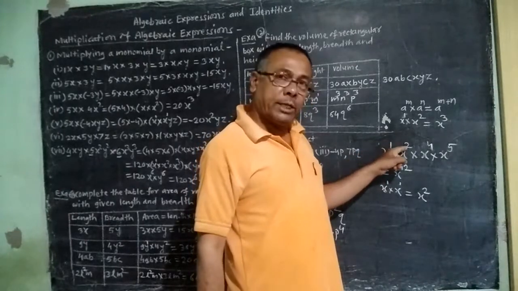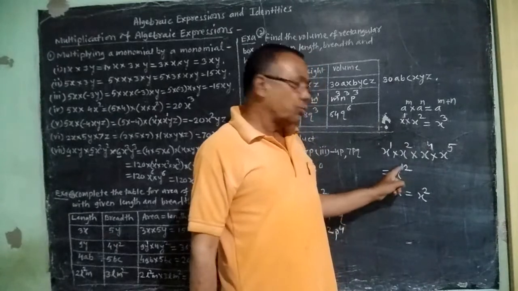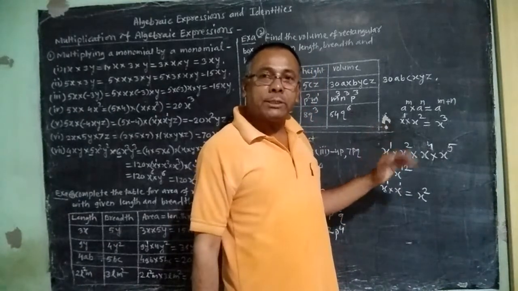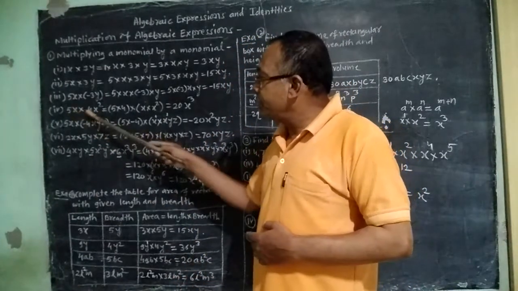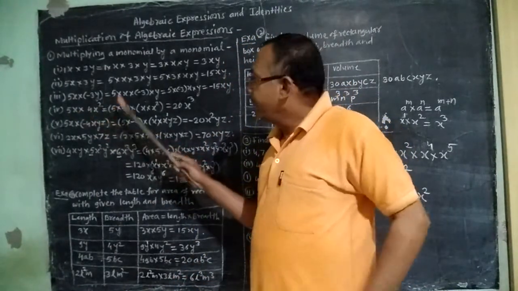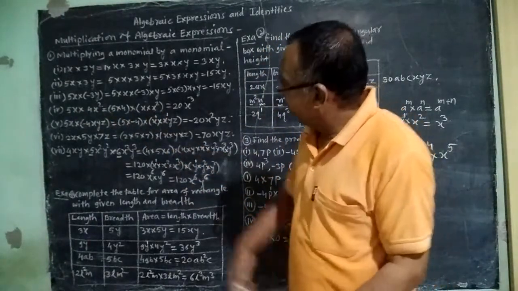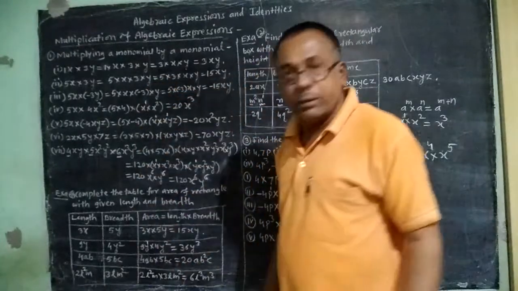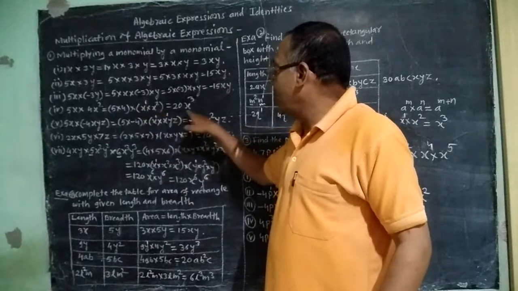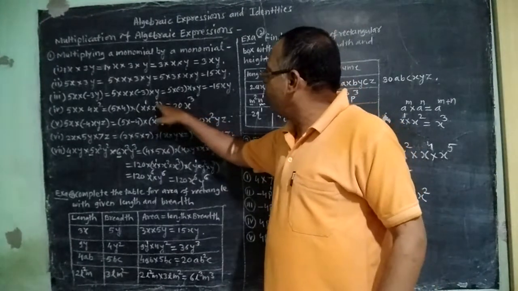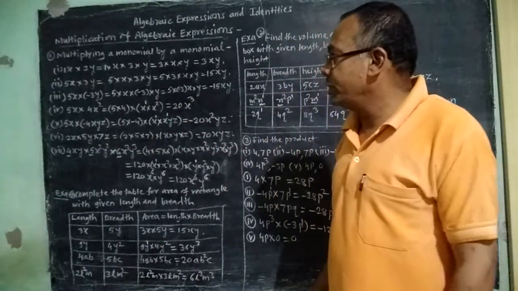1 plus 2 is 3, 3 plus 4 is 7, 7 plus 5 is 12. So x raised to 12 is the product. Here we have to multiply 5x into 4x square, that means 5 into 4 into x square. Here the exponent of x is 1, and in multiplication, when the base is the same, I have written x and added the exponents, 2 plus 1, that is 3. So 20x cube is the product of 5x into 4x square.